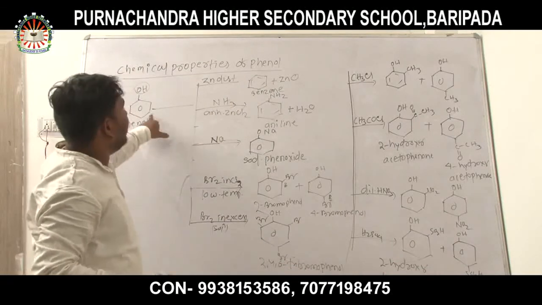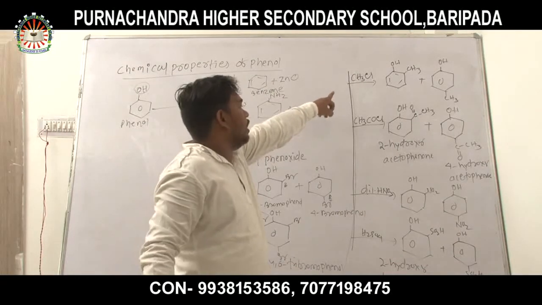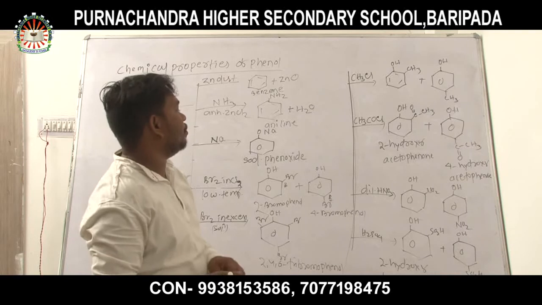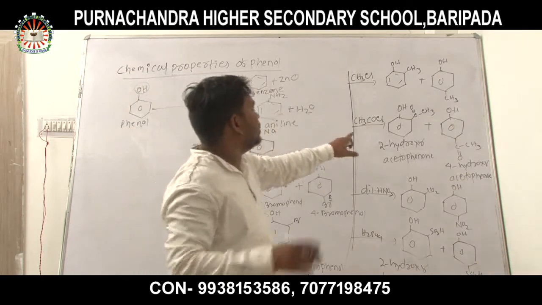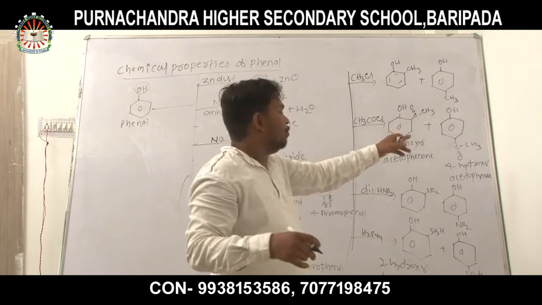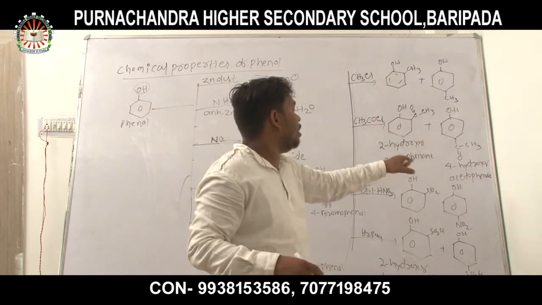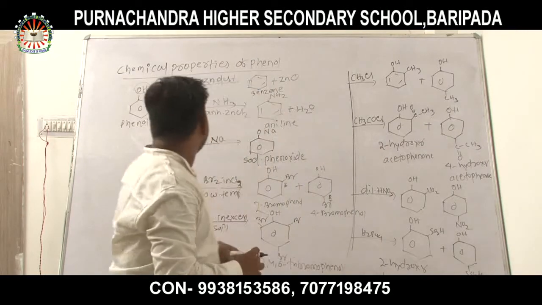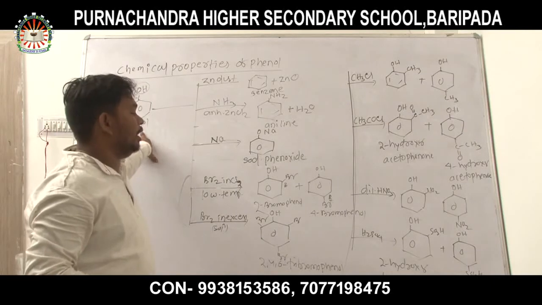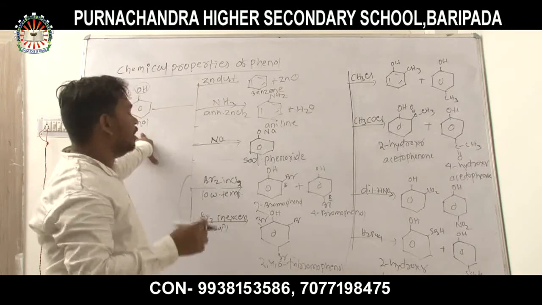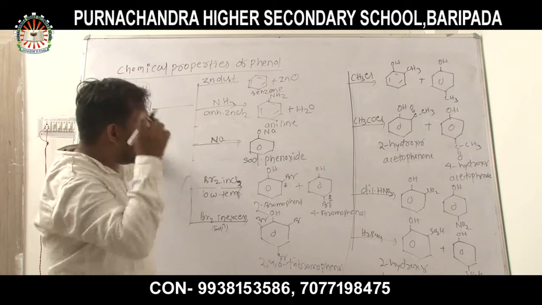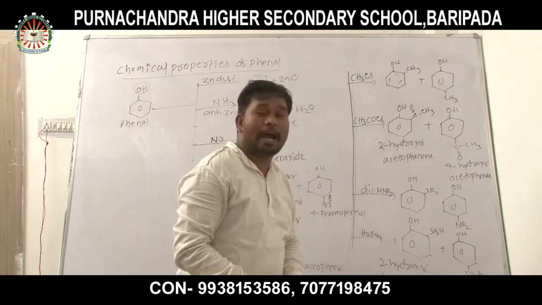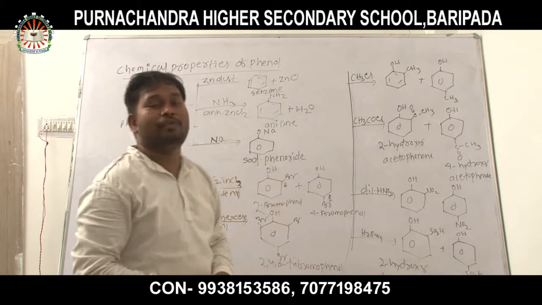I repeat this again. When phenol is treated with methyl chloride, CH3Cl, then two isomeric products are formed: one is the ortho product and another is the para product. Similarly, with acetyl chloride, two isomeric products are formed: 2-hydroxyacetophenone and 4-hydroxyacetophenone. When phenol is treated with dilute HNO3, two isomeric products are formed. And in sulfonation, 2-hydroxybenzene sulfonic acid and 4-hydroxybenzene sulfonic acid are formed.